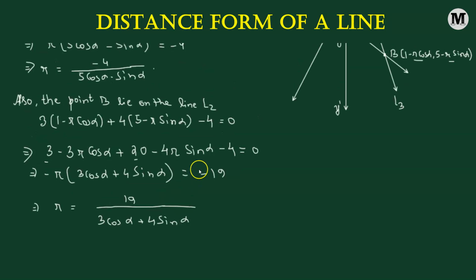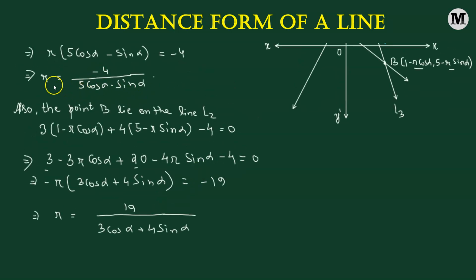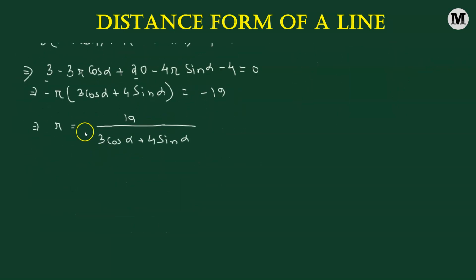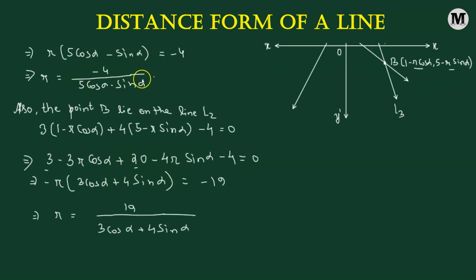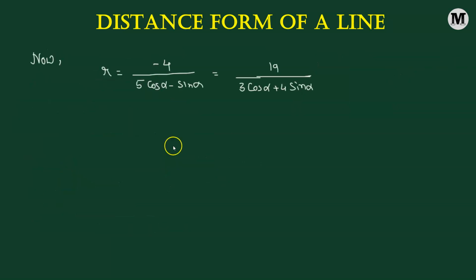Okay, fine. Now what did we get? From the previous equation, we got r value is negative 4 over 5 cosine alpha minus sine alpha. And this time we got r equals 19 over 3 cosine alpha plus 4 sine alpha. But we know that these are the same r values. So what we can do? We can equate them. So we're going to cross multiply them, and that's going to give us 19 times 5, that's going to be 95 cosine of alpha minus 19 sine of alpha.